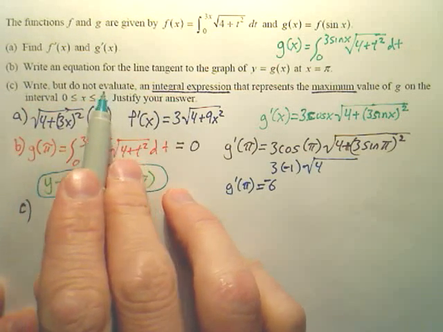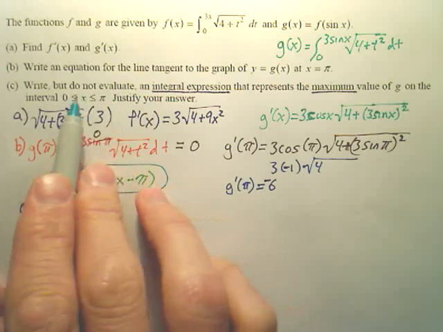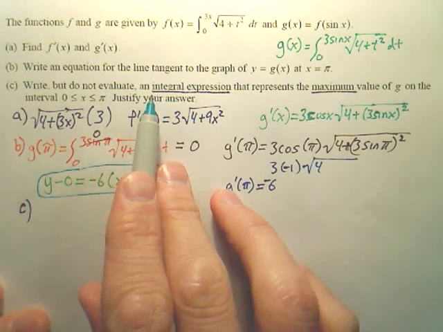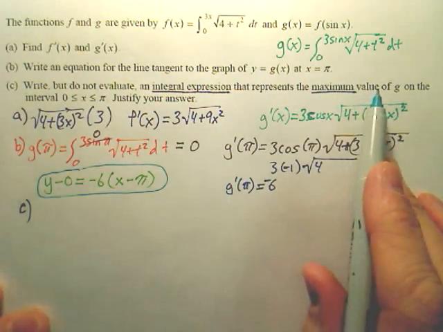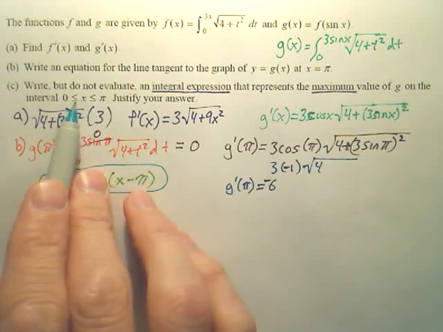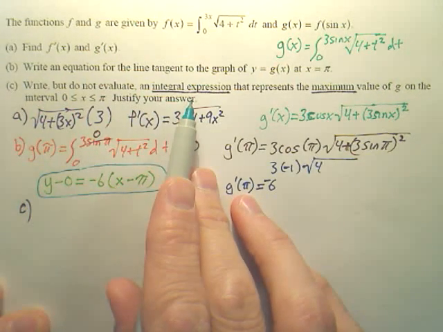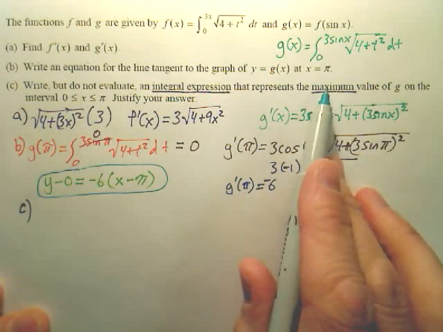Write, but do not evaluate. And be careful with this one. You can spend a lot of time trying to evaluate this and don't have to. Write an integral expression that represents the maximum of g on the closed interval, and then justify. So be careful. Integral expression, maximum value.